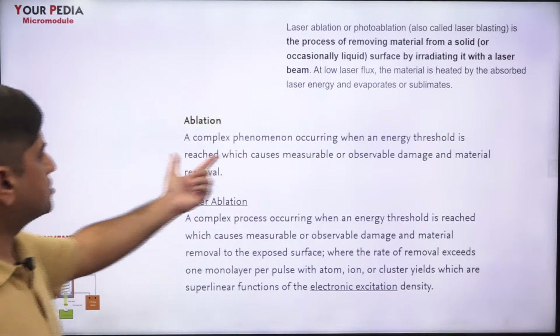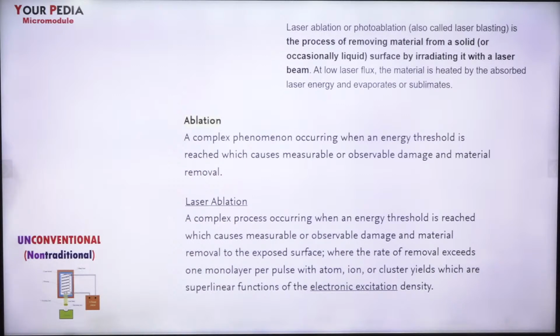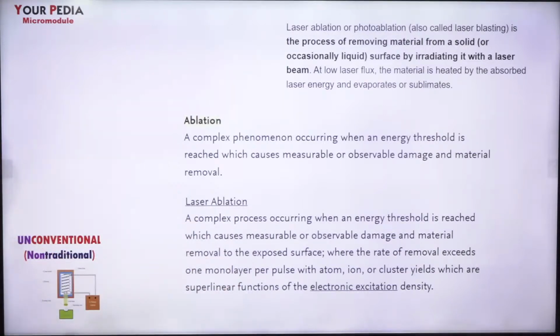What is ablation? When the energy threshold is reached, it causes damage and material removal. When the energy threshold is achieved, that is the ablation process. Go through this. That is observed in laser machining.